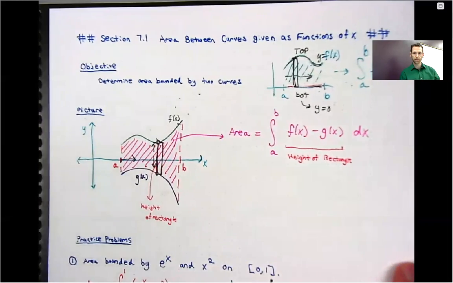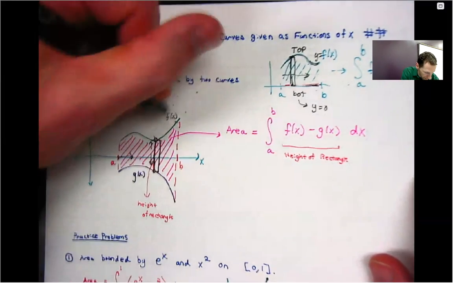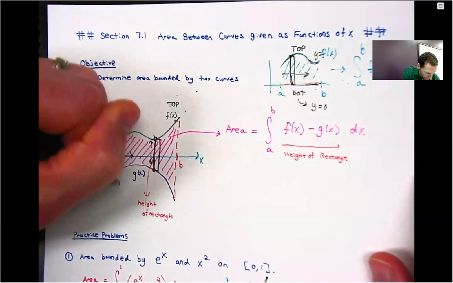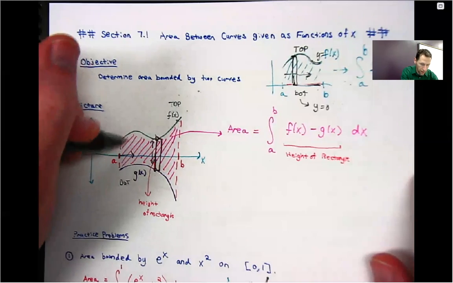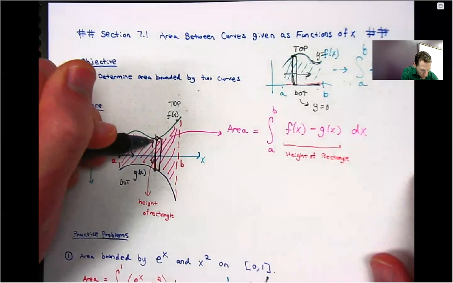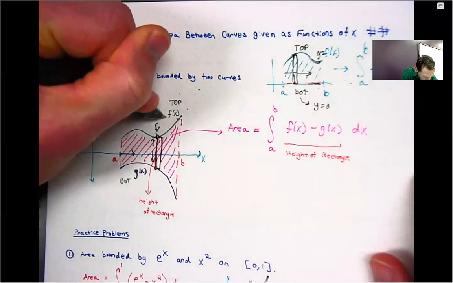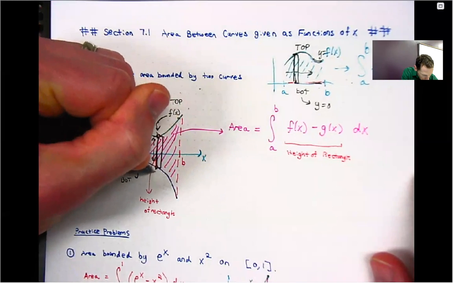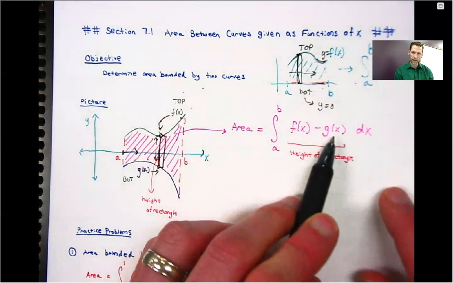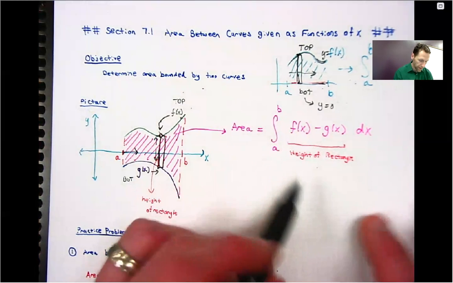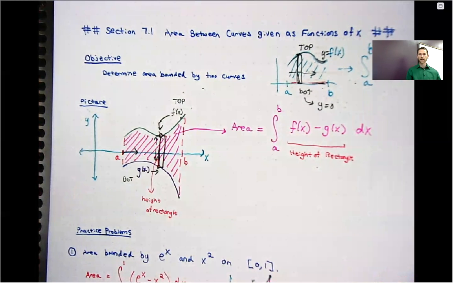Let me zoom in a little bit more. I have a picture here. Suppose we have a top function f of x, and a bottom function g of x. If I want to find the area bounded between these two curves, which I have in pink, then you have to figure out the height of the rectangle as I move from left to right. The height here is given by f of x, and the height here is given by g of x. So the height of the rectangle must be f of x minus g of x at any arbitrary point x. If I integrate all of those heights from a to b, I get the area. And that's it for finding the area between two curves.